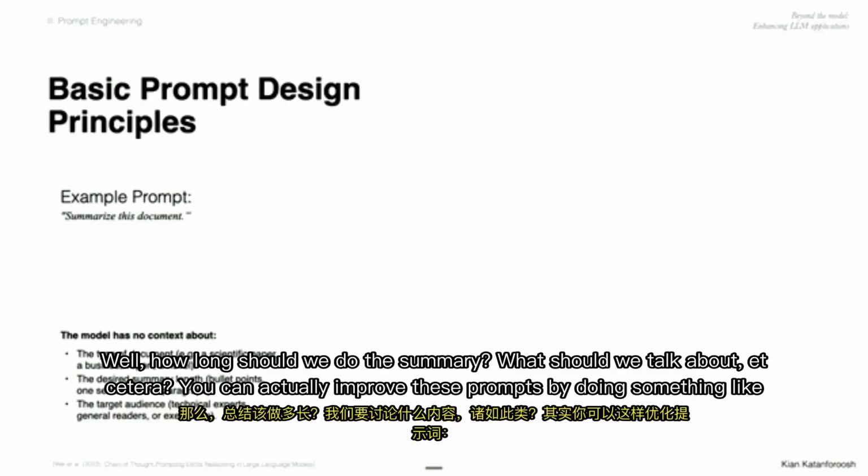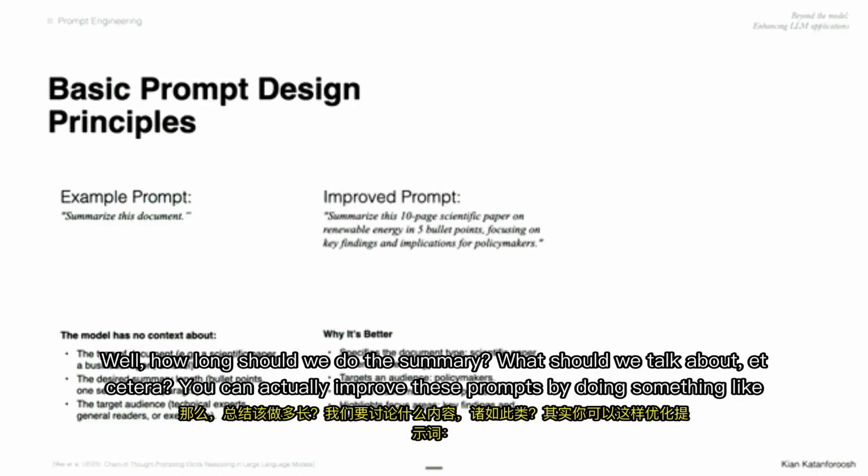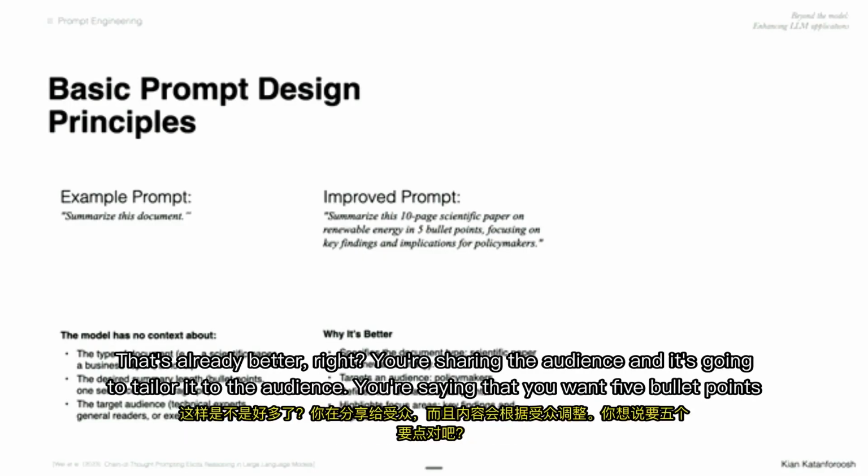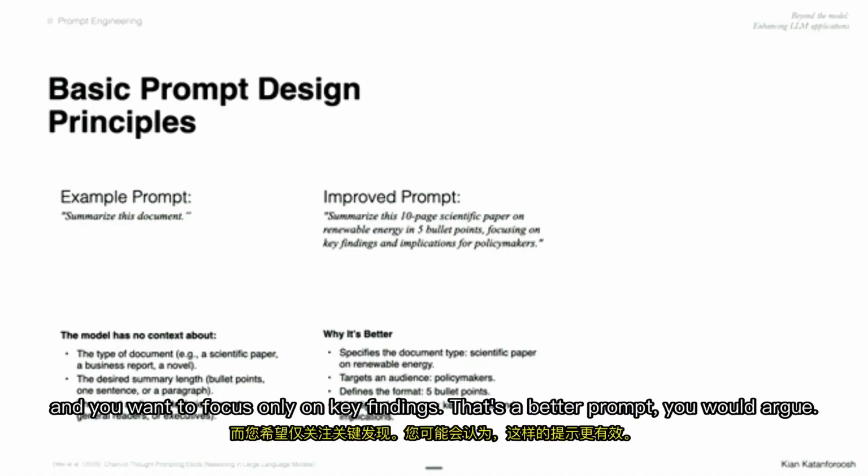You can actually improve these prompts by doing something like, "Summarize this 10-page scientific paper on renewable energy in 5 bullet points, focusing on key findings and implications for policymakers." That's already better, right? You're sharing the audience and it's going to tailor it to the audience. You're saying that you want 5 bullet points and you want to focus only on key findings. That's a better prompt, you would argue.